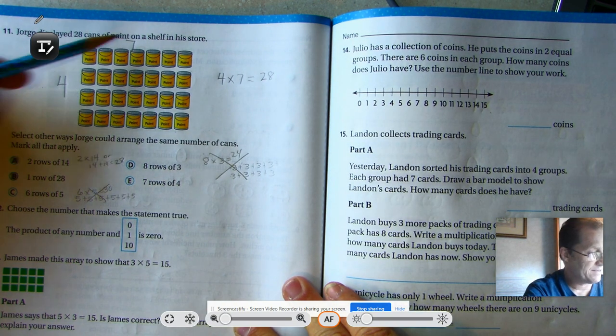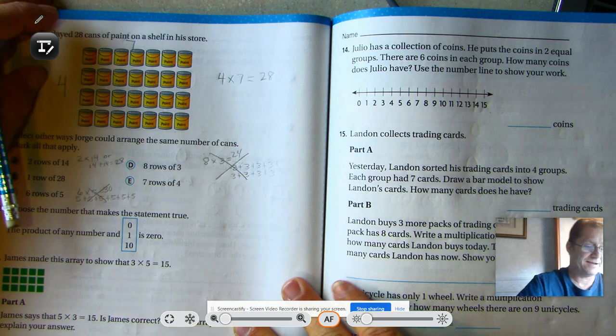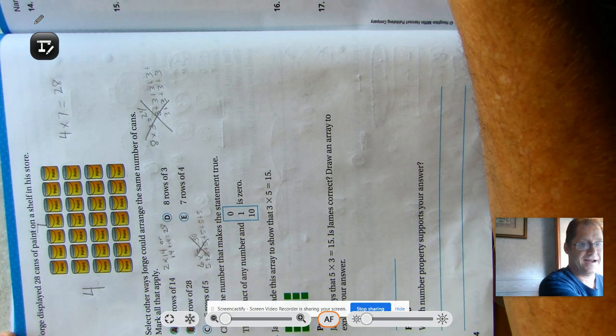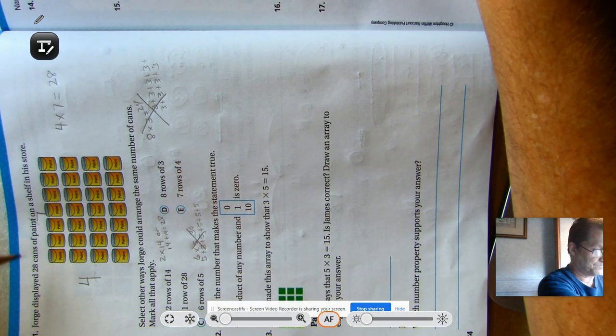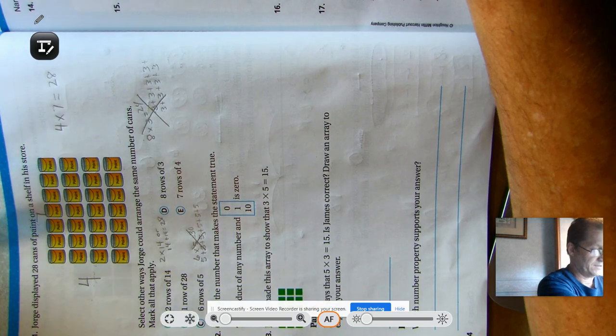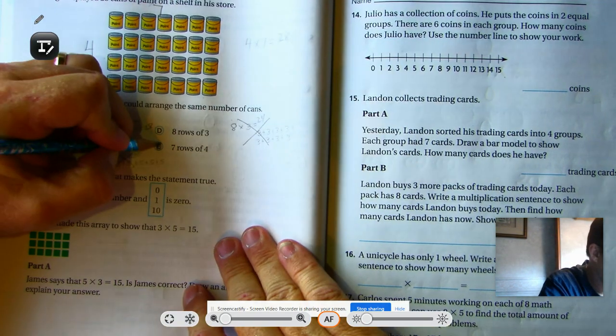Well, I see that my factors are 4 and 7, so that would be the same thing as if you just turned the array, and now we would have 7 rows of 4. So yes, that would work.